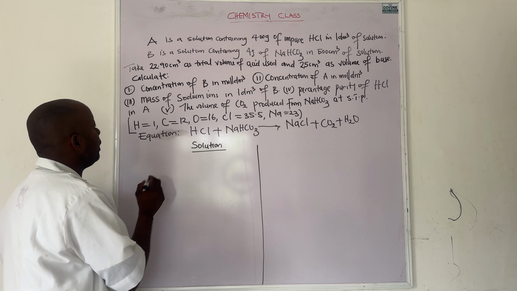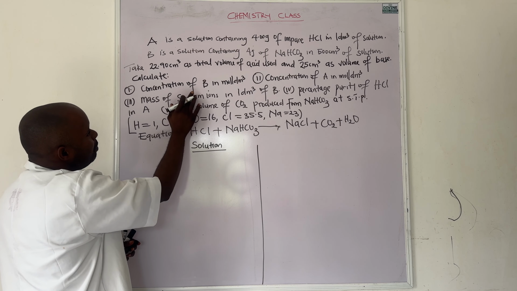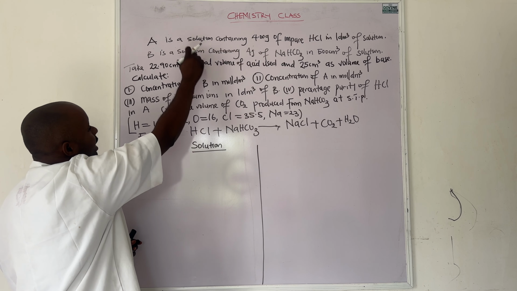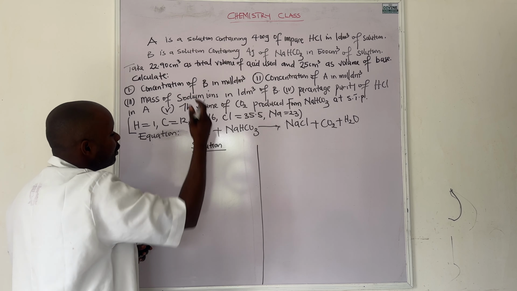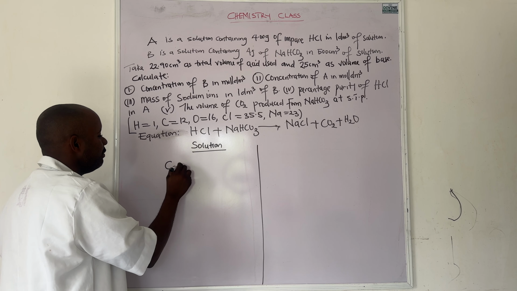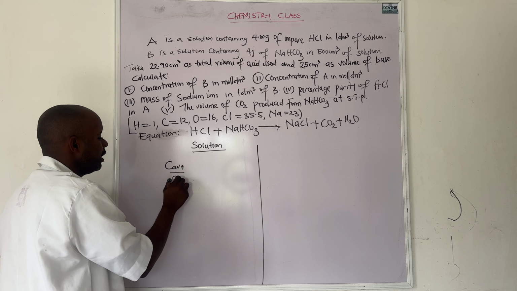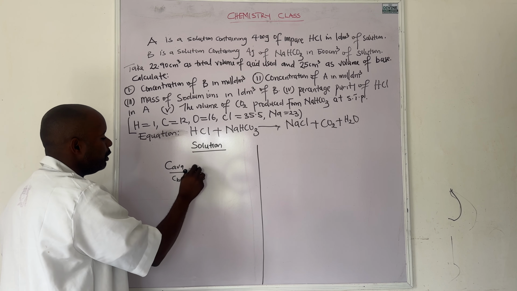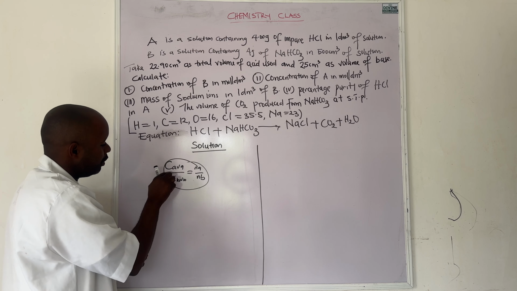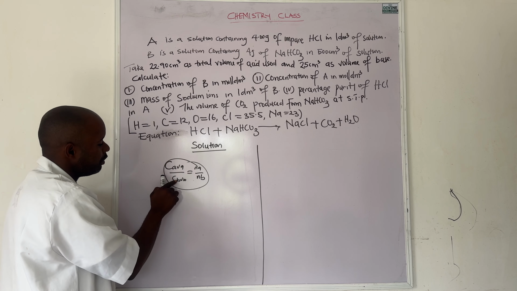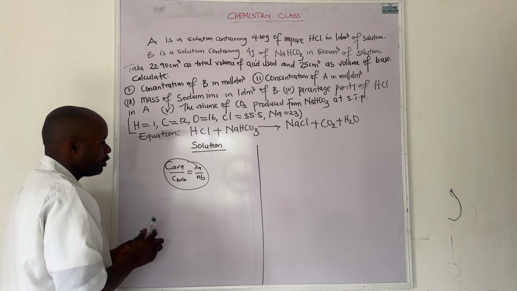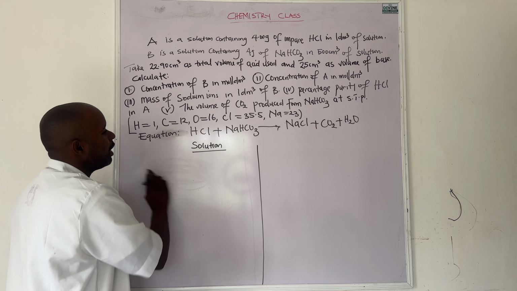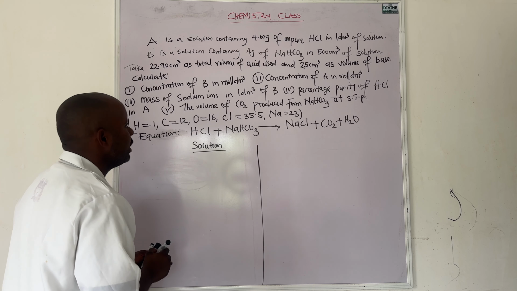So let's solve from B now, concentration of B in mole per dm cube. In all of this, the concentration of the acid and that of the base is not given to us. So that CaVa over CbVb equals Na over Nb will not be used in this aspect because the concentration of the acid and that of the base is not given to us. So we are going to derive the concentration of the base first for us to have an edge way.